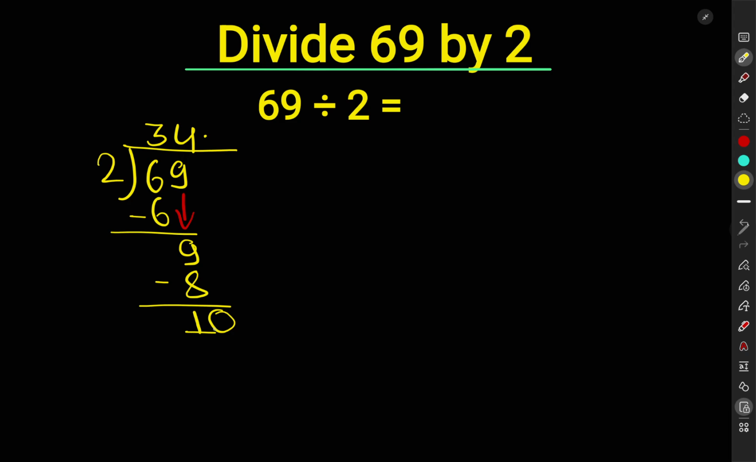So now it becomes 10. So 2 times 5 means 10. On subtracting we get 0. So 69 divided by 2, we got 34.5.